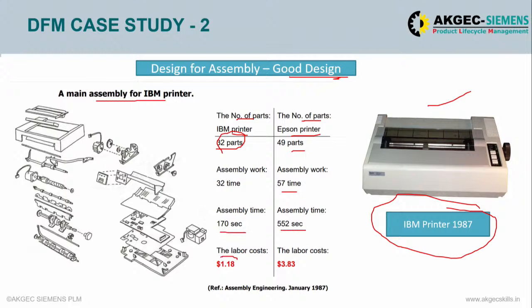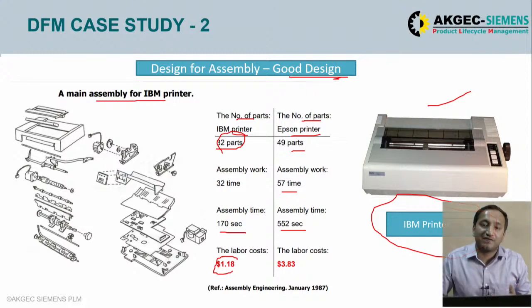Labor cost was $1.18, and labor cost for the Epson printer was $3.83. So here you can also see, if you are decreasing the assembly time, then the labor cost also decreases, because if a factory is working for 24 hours, they are able to assemble more products, meaning more products are available in the market.